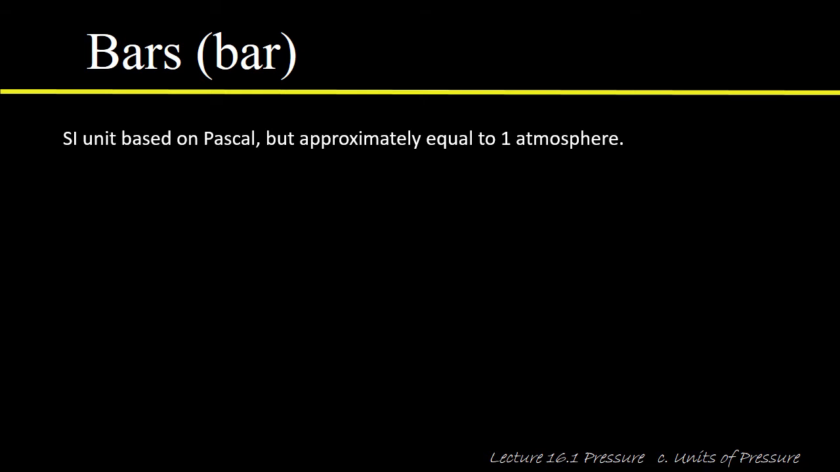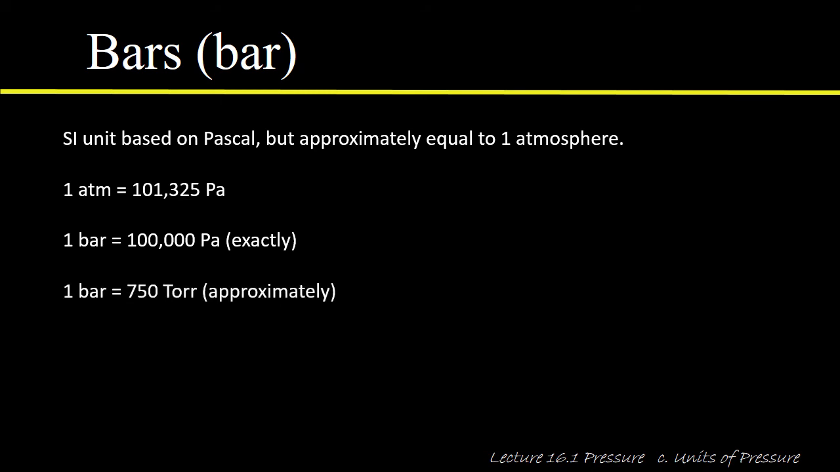A bar is based on the pascal, but remember that an atmosphere is 101,325 pascals. So there's a huge difference between the units of pascals and atmospheres. A bar is related to pascals, but it's approximately 1 atmosphere. So 1 atmosphere is 101,325 pascals. If we just round that to 100,000, then that's a bar. A bar is defined as exactly 100,000 pascals.